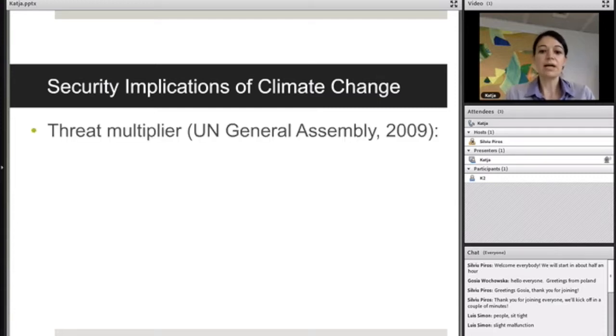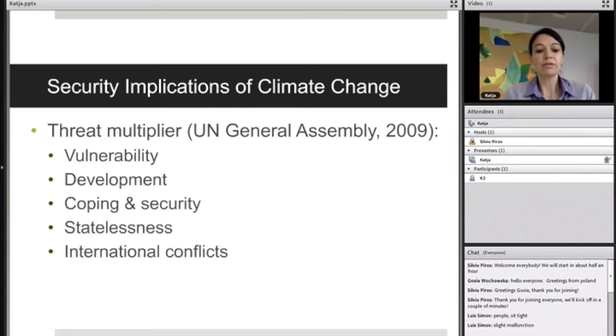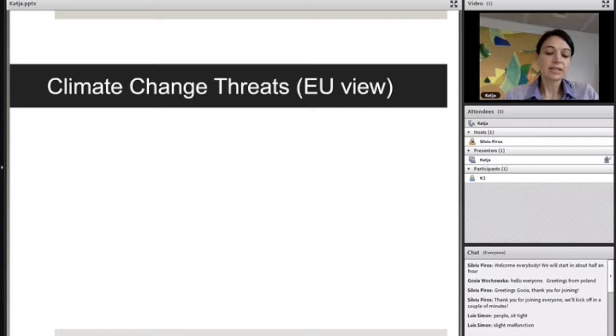So in 2009, we have the UN General Assembly calling climate change a threat multiplier. And there's a report that talks about different ways in which climate change can multiply and aggravate certain threats. And not only the UN, but also the European Union has taken this issue very seriously and has adopted more than one publication on this issue and has taken some initiative.